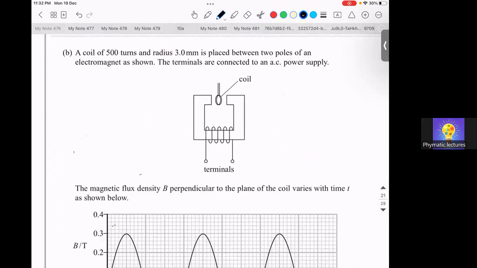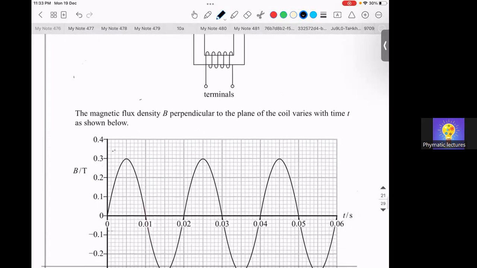A coil of 500 turns and radius 3 mm is placed between two poles of an electromagnet as shown. The terminals are connected to an AC power supply. The magnetic flux density B, perpendicular to the plane of the coil, varies with time as shown in the figure.